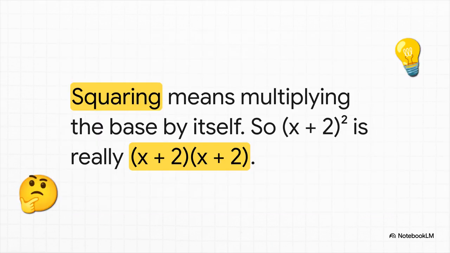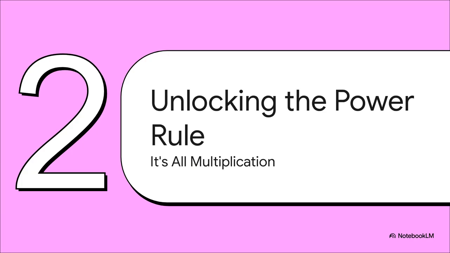Well, just think about what an exponent actually means. Squaring something means you multiply that entire thing by itself. So (x plus 2) squared isn't about squaring the x and then squaring the 2. No, it's the whole thing, the entire quantity of x plus 2 times the entire quantity of x plus 2. See the difference? So if that's the wrong way to do it, what's the right way?